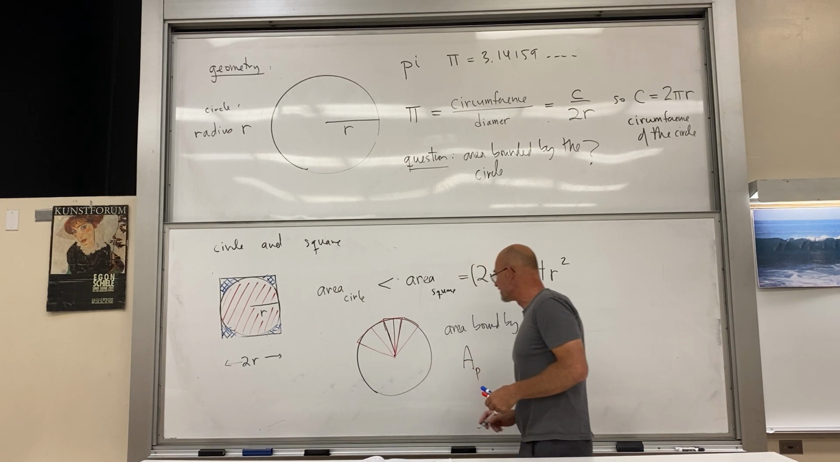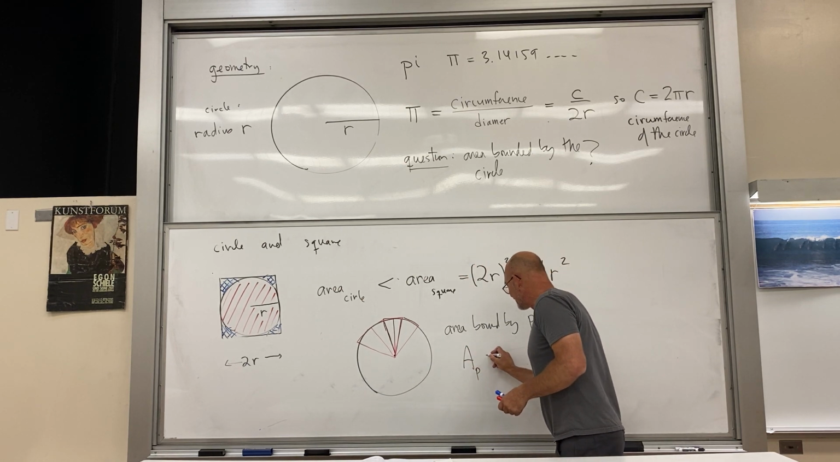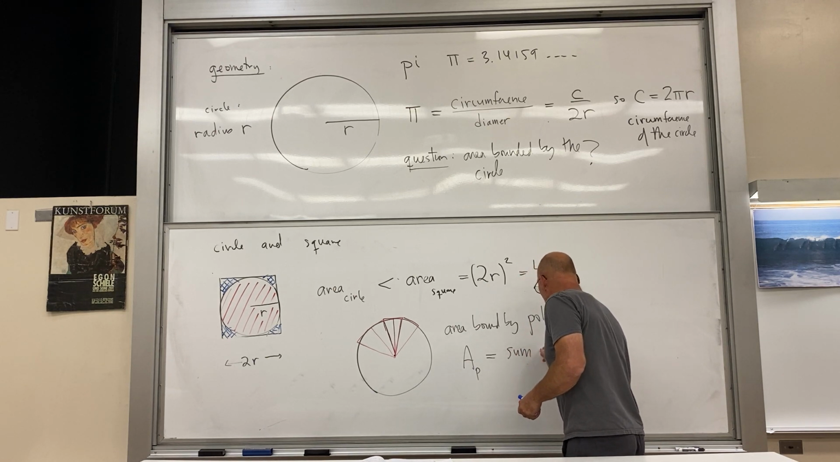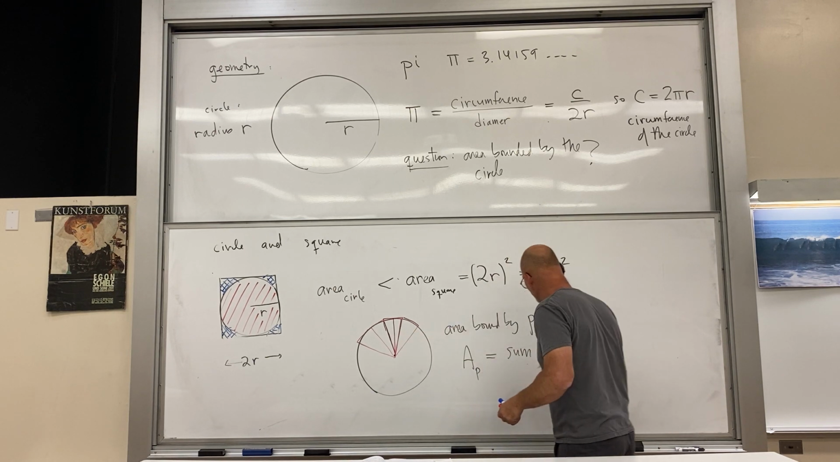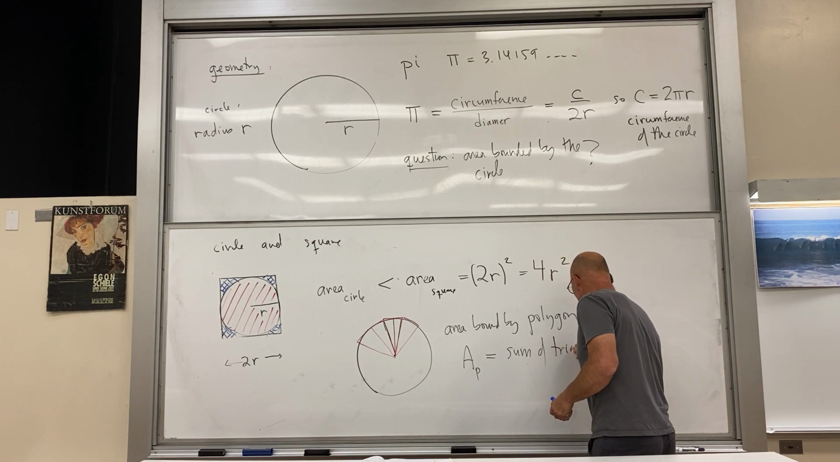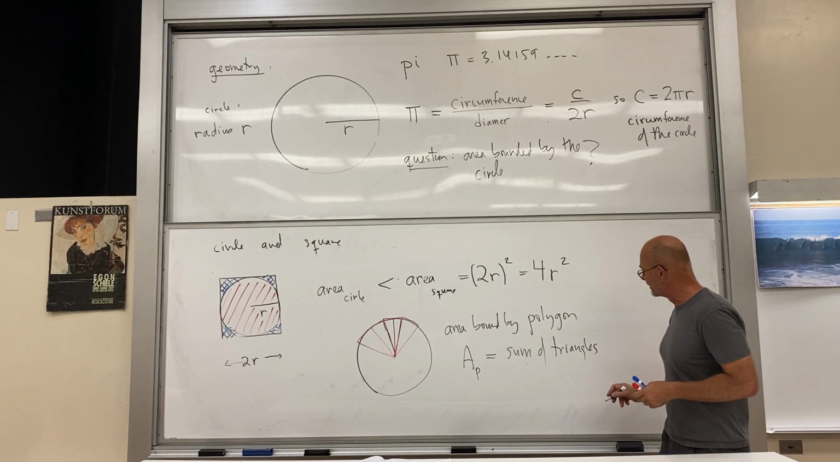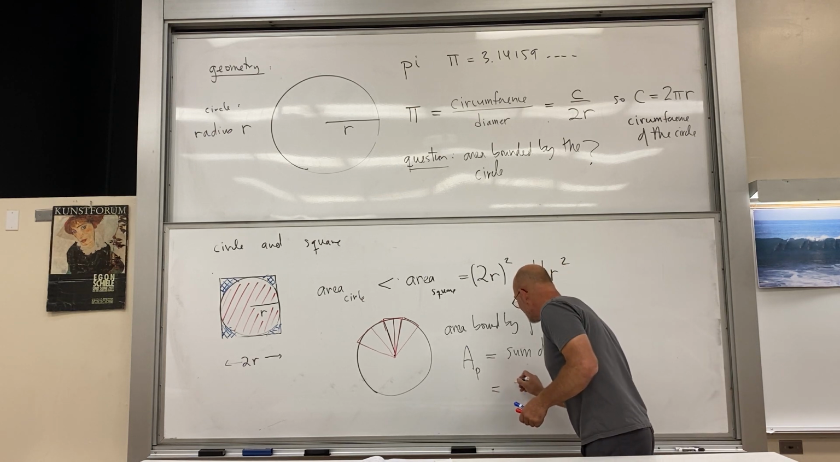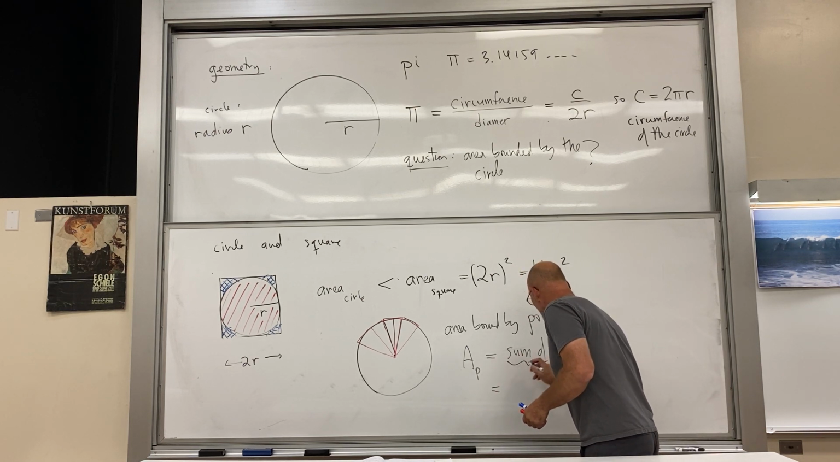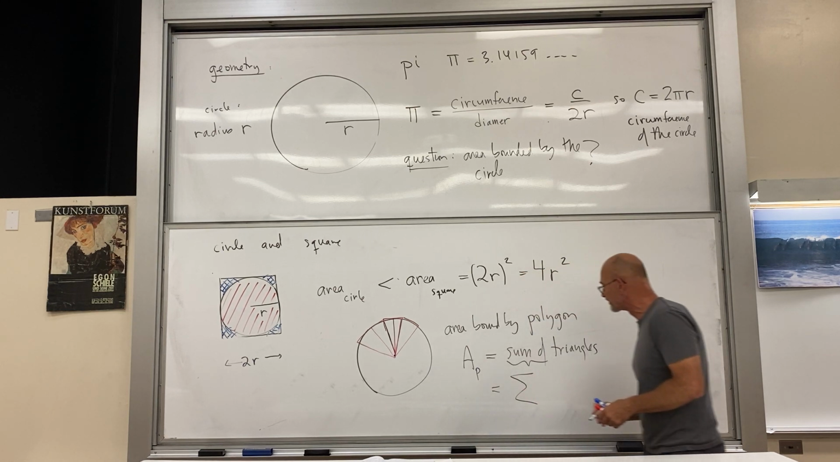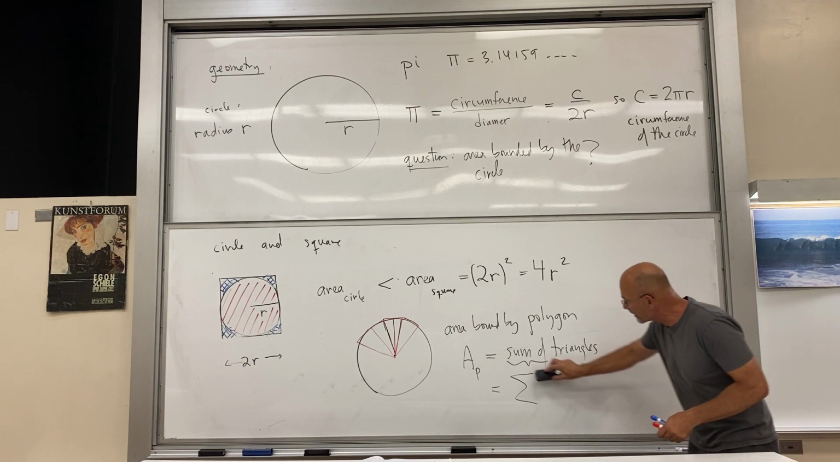The polygon is equal to the sum of triangles, by which I mean the sum of the areas of those triangles. Now watch this. Sum of, we can use the Greek letter sigma as a symbol for sum of, uppercase sigma.